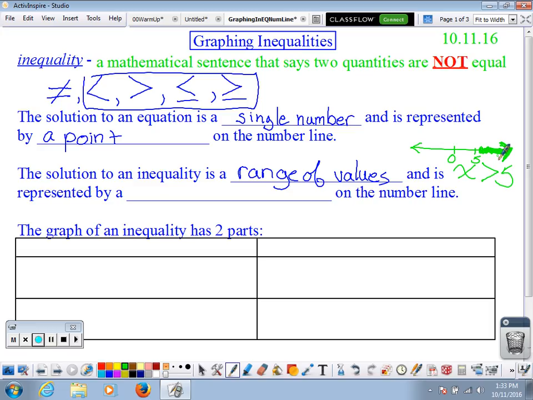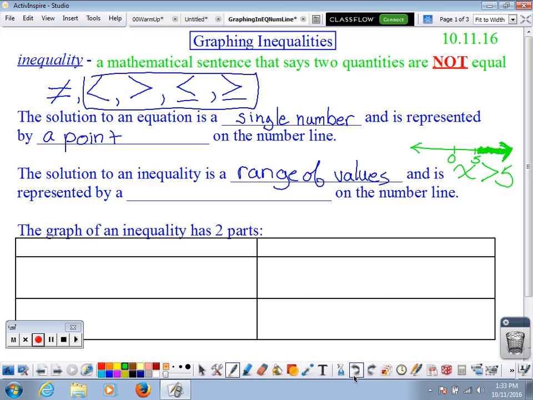Okay, what about like 5 1/2? Does 5 1/2 work? Okay. What about like 5 1/4? Okay. What about like 5 1/10? What about 5 1/1,000? What about 5.0000001? Yes. Okay. So the point is, I can get really, really close to that 5, but not that 5.